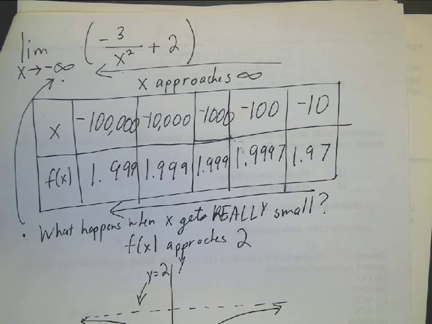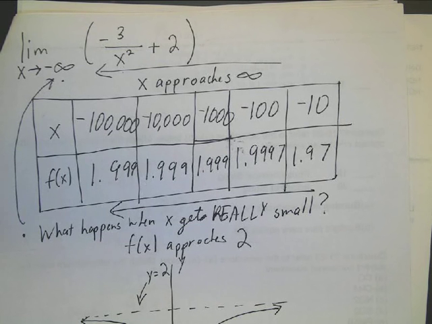Smaller. X is actually getting smaller in this case. And when x gets smaller and smaller and smaller, what's happening to f of x? Where is that getting closer to? It's getting closer to 2. Right? It's getting closer to 2.